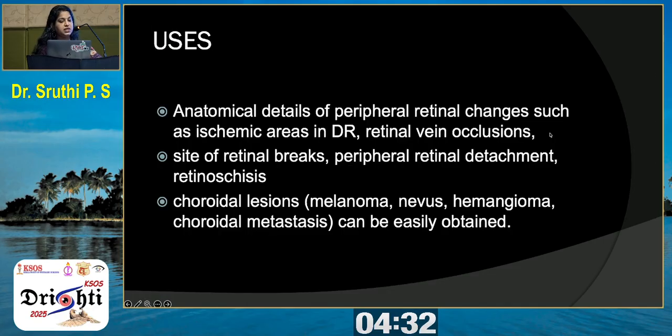So wide field OCT, what are the uses? It is basically used in peripheral retinal changes, like to look for the ischemic areas in DR and vein occlusion, and look for the site of retinal breaks, peripheral retinal detachment, retinoschisis, and also in evaluating choroidal lesions like melanoma, nevus, hemangioma, and choroidal metastasis.